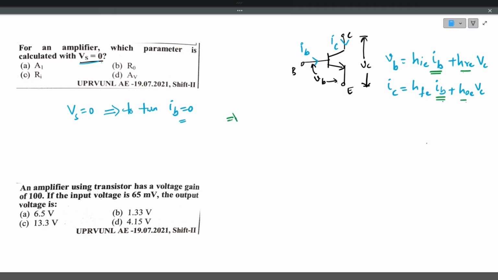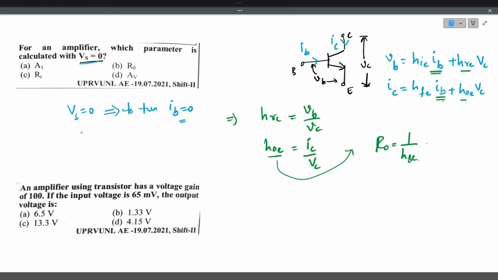Here, if you see carefully, you can find out hre is equal to VB divided by VC. The next parameter is hoe, which is equal to IC divided by VC, which is nothing but admittance. If you take the reciprocal of this admittance, that is nothing but output resistance. Output resistance is the reciprocal of output admittance.